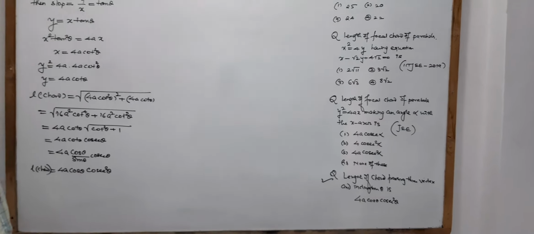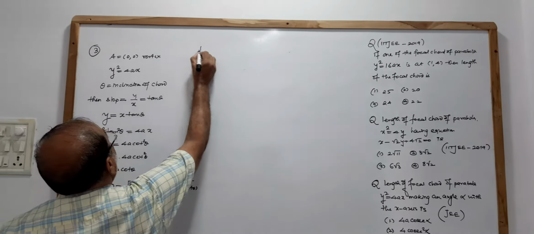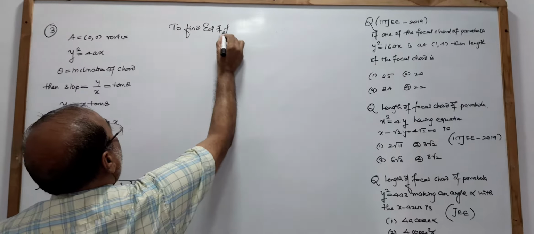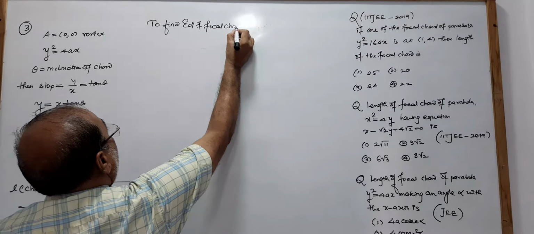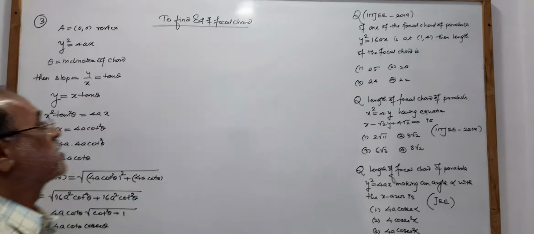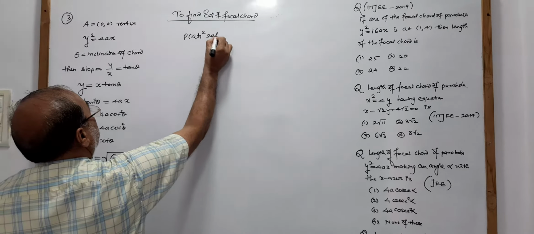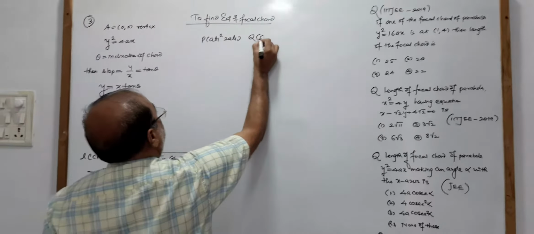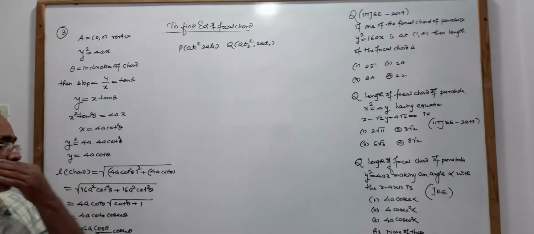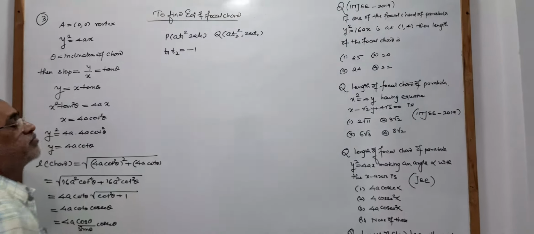But if you have to find the equation of the focal chord, this was also asked once in an examination. Suppose P, (at1 square, 2at1), and Q, (at2 square, 2at2), are the ends of the focal chord, where the relation between t1 and t2 is t1 t2 equal to -1.